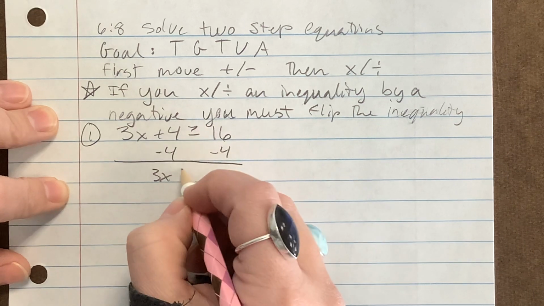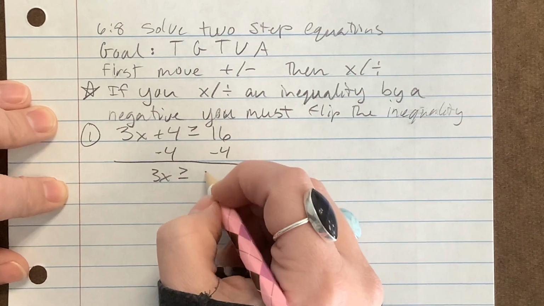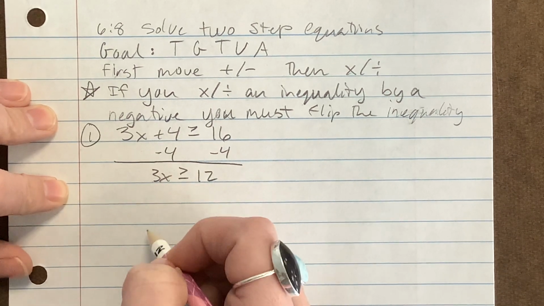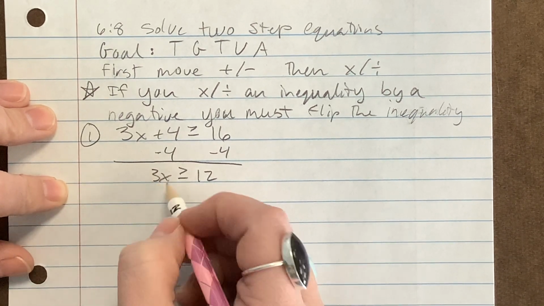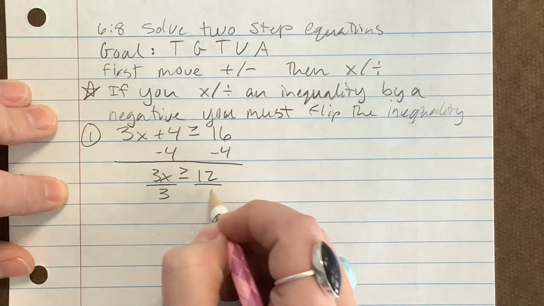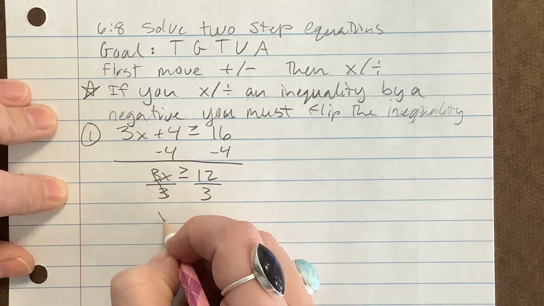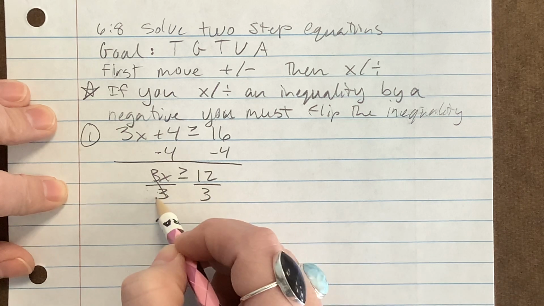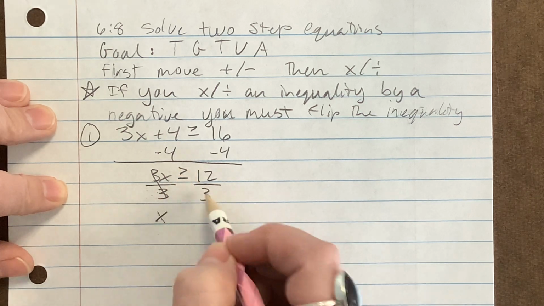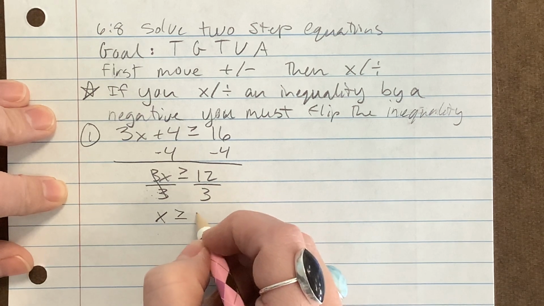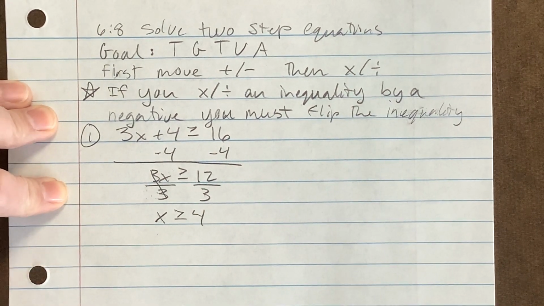3x. We haven't done anything to change the inequality. 16 minus 4 is 12. And now we've got 3 times x. To undo multiplication, we divide both sides by 3. Those turn into 1. And x, do we need to flip the inequality? No, because we divided by a positive. So that stays the same. We've got x is greater than or equal to 4.